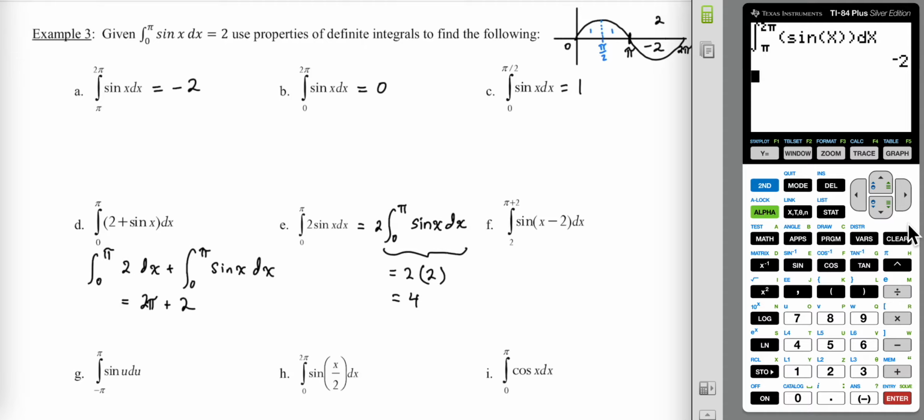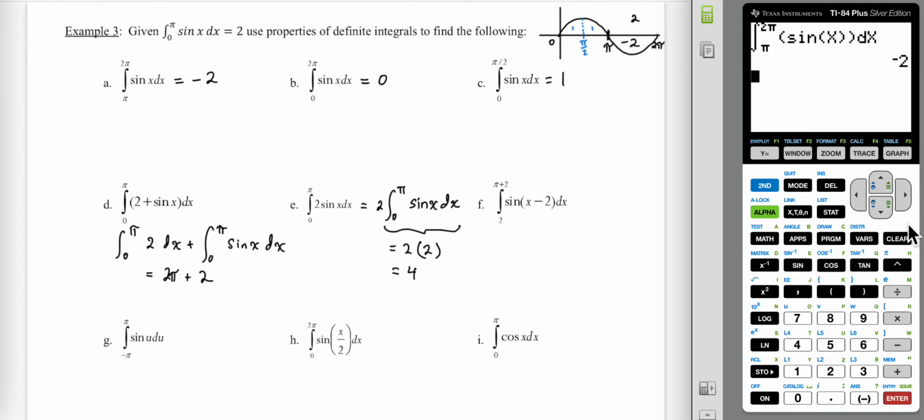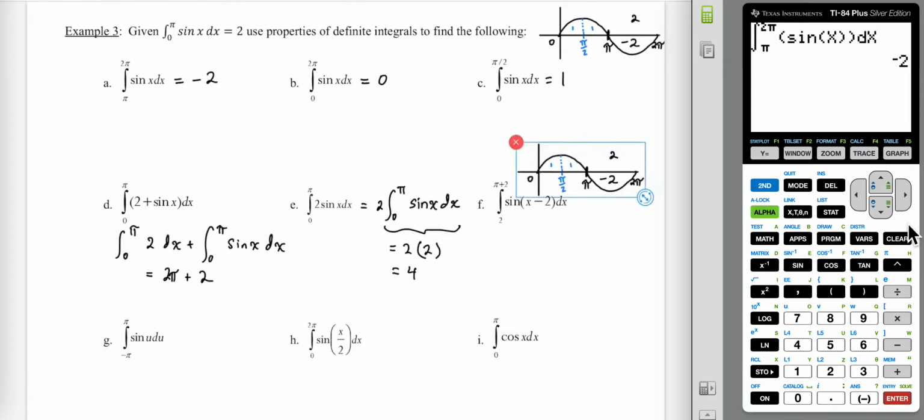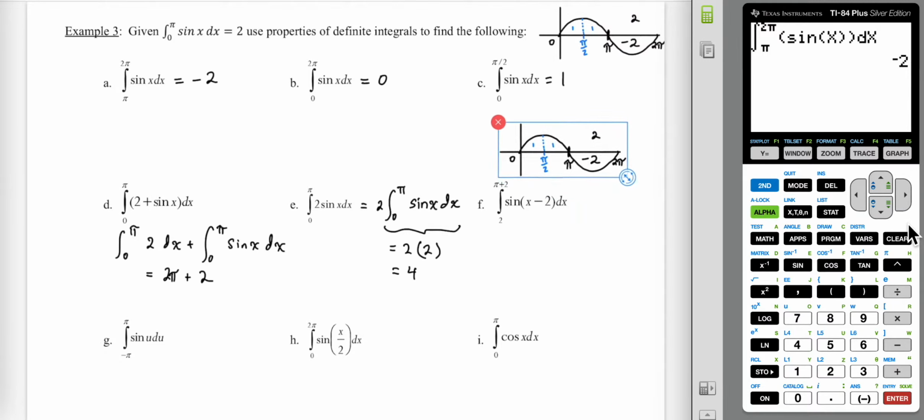All right, part F, that's kind of a fun problem. I'm actually going to take the original diagram here and bring it down. I'll just kind of tuck it in over here. I'm going to get rid of some of this extra fluff.